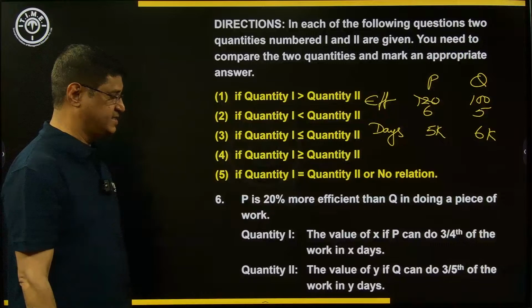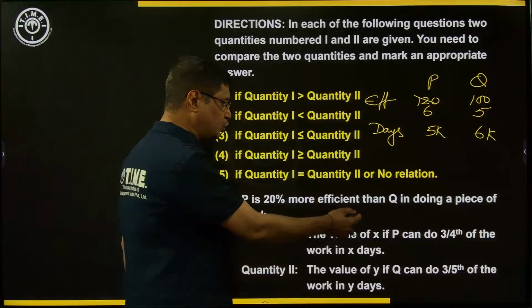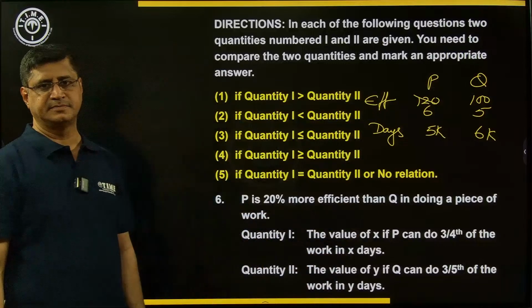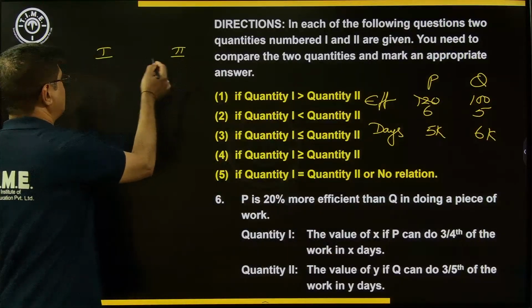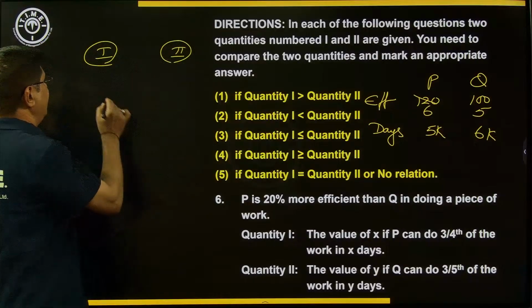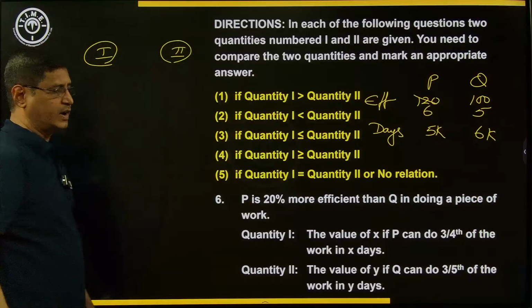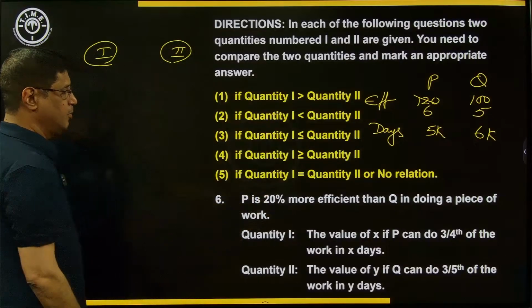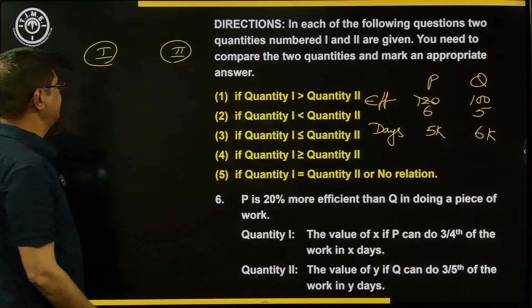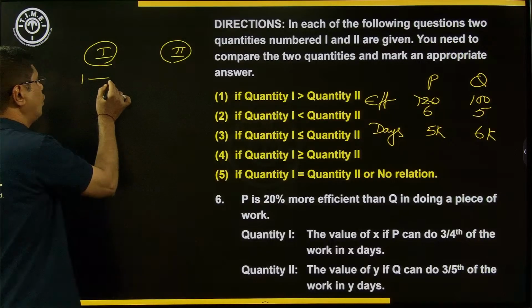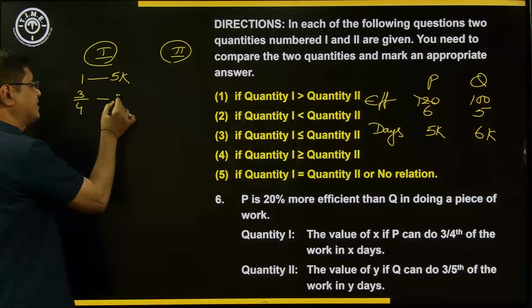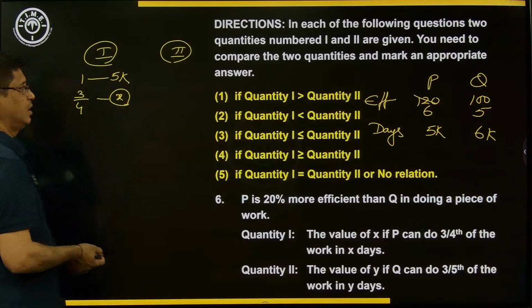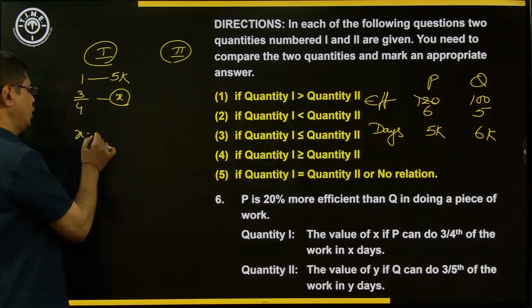The value of x. If P can do 3/4 of the work in x days. Now look at the first quantity. X value is to be found here, and x needs to be compared with y. Now what is it saying in the first one? P can do 3/4 of the work in x days. Here P can complete the whole work in 5k days. Then 3/4 of the work he can finish in x days. Now find out the value of x. How much is the value of x? X is equal to 3 by 4 into 5k.